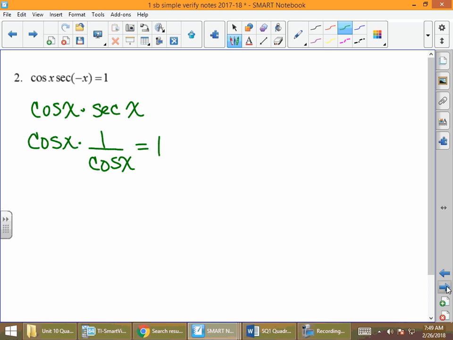And again, what we're trying to do is turn this into 1. And now it becomes very similar to our first example because we're going to multiply these two together.